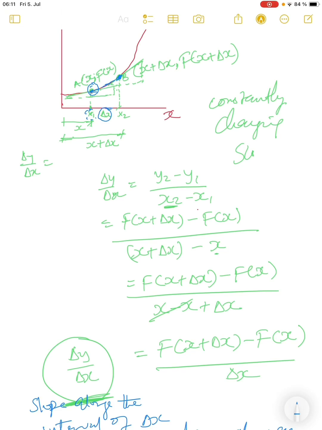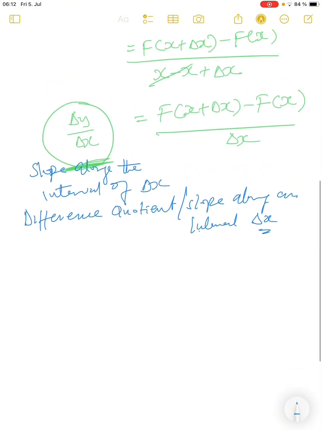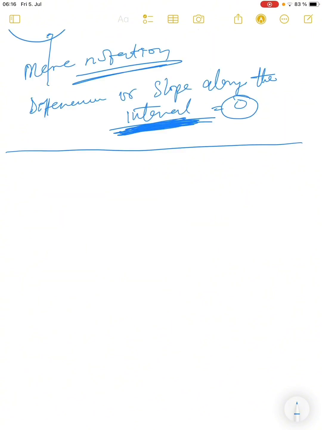As this delta x approaches 0, it means that x2 is overlapping now with x1, and that is where we say that is the derivative. That's where we have the derivative. So the derivative of this point, which we now write dy dx, is the limit of this difference quotient as delta x approaches 0. Go back to our y equals x power 4 plus x squared.